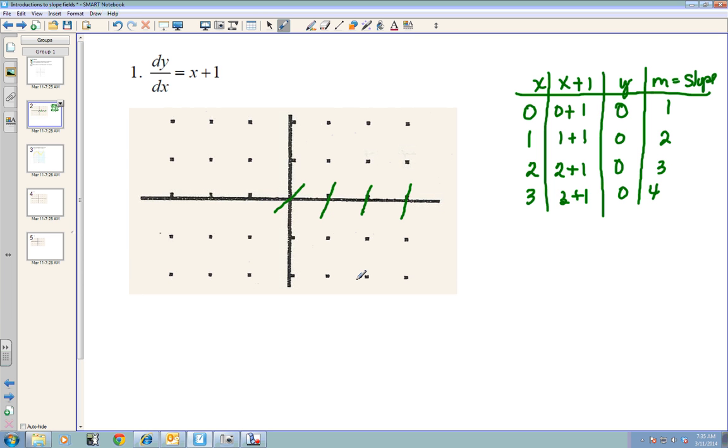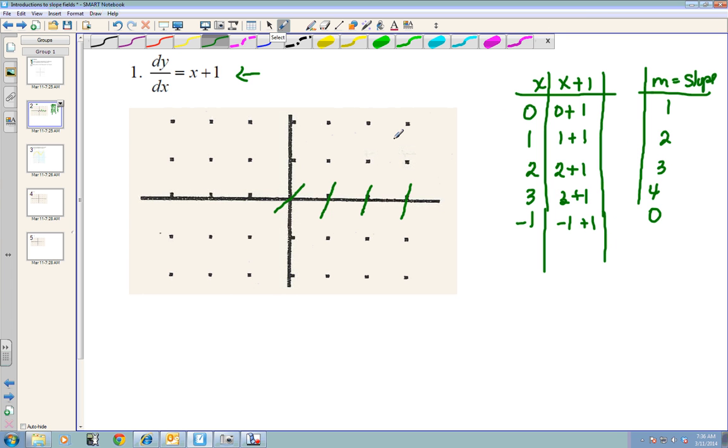Okay. So let's go this way. Let's plug in negative 1. When I plug negative 1 into this slope, I get negative 1 plus 1. I have a slope of 0. I'm just going to get rid of this y column because we don't really need it. So how do I draw a line segment with a slope of 0? Well, a slope of 0 is just a horizontal line through that point.